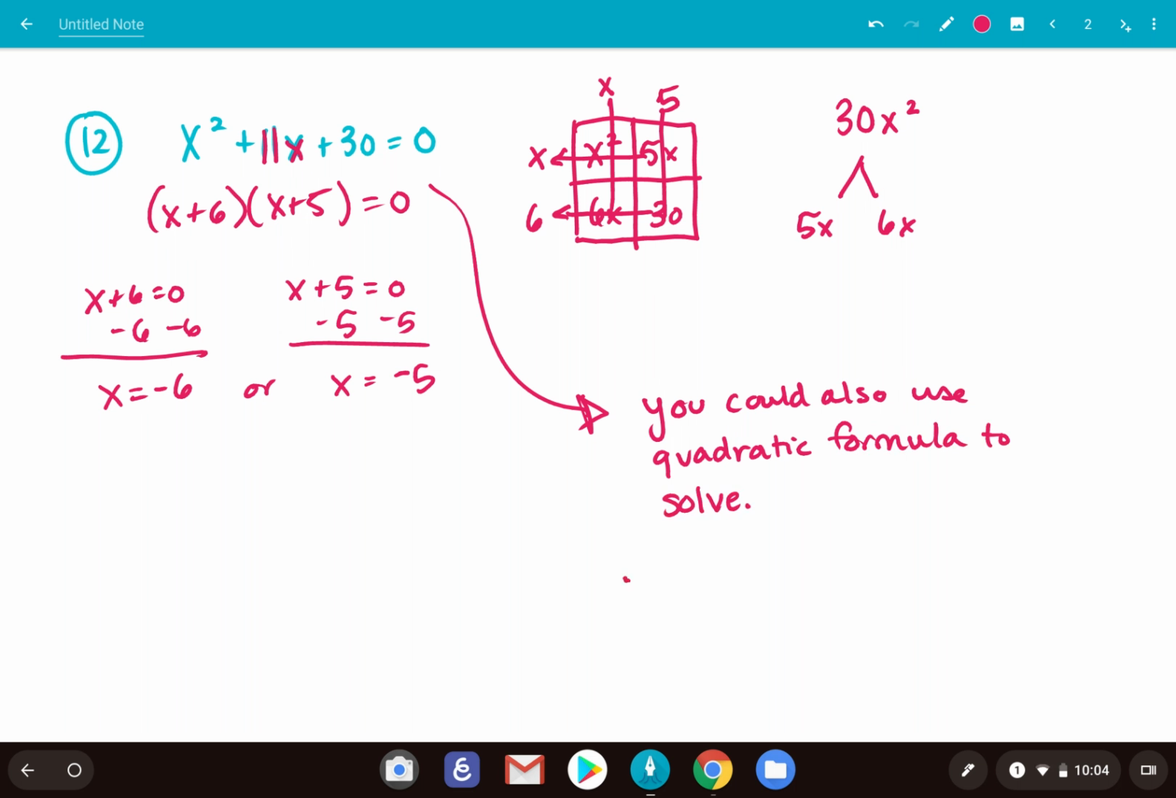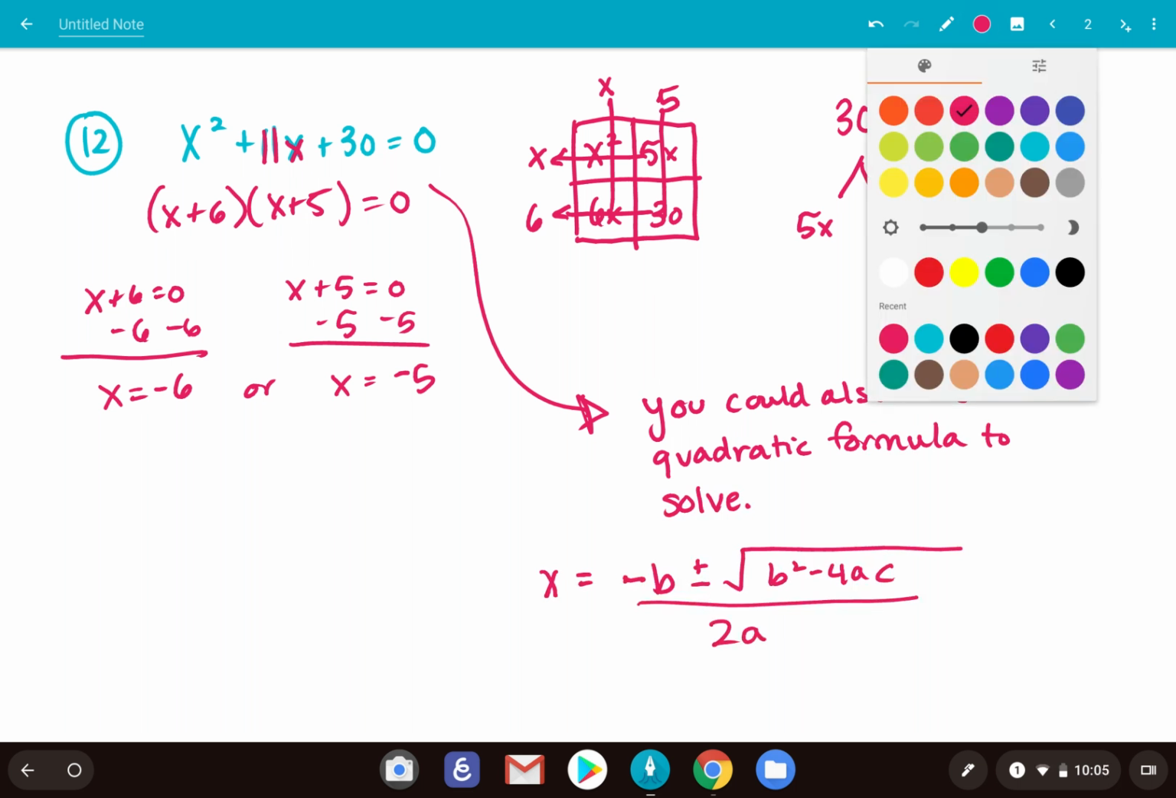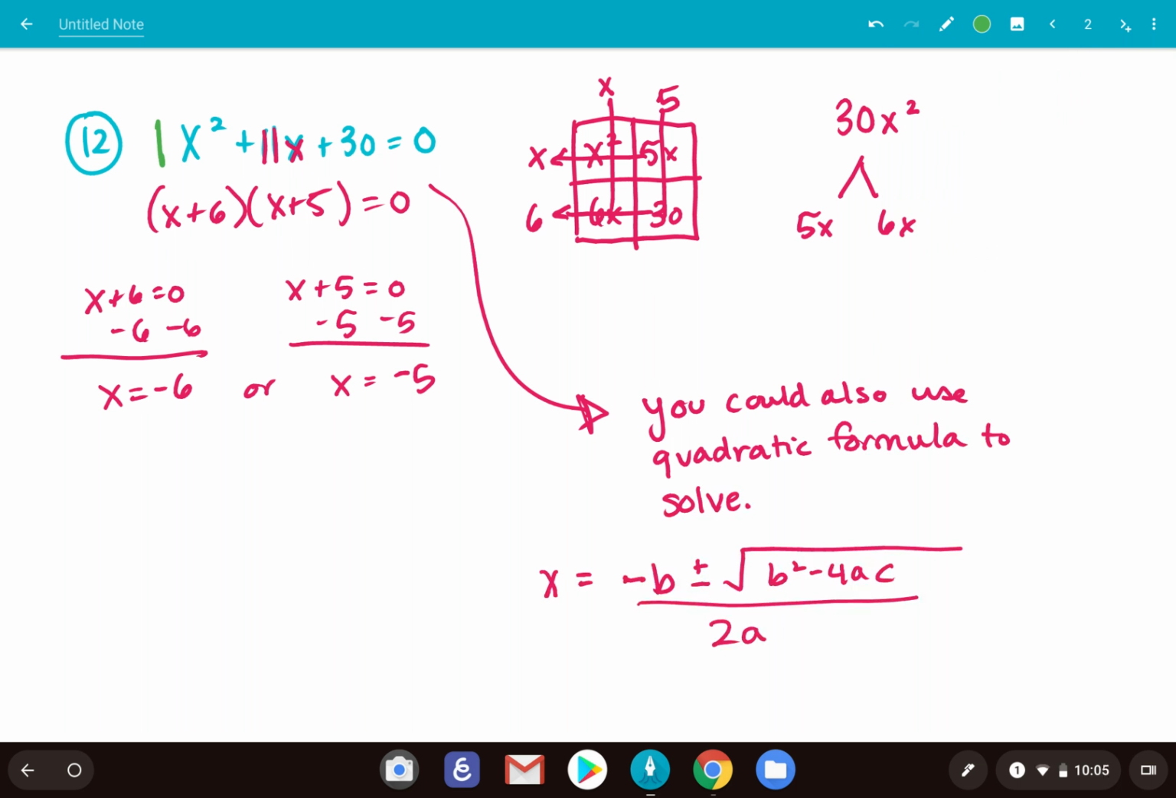Remember, the quadratic formula is x is equal to the opposite of b plus or minus the square root of b squared minus 4ac all over 2a. And you would just substitute in your a value of 1, your b value of 11, and your c value of 30. And you just plug those in for a, b, and c, and you should come up with the same two answers.